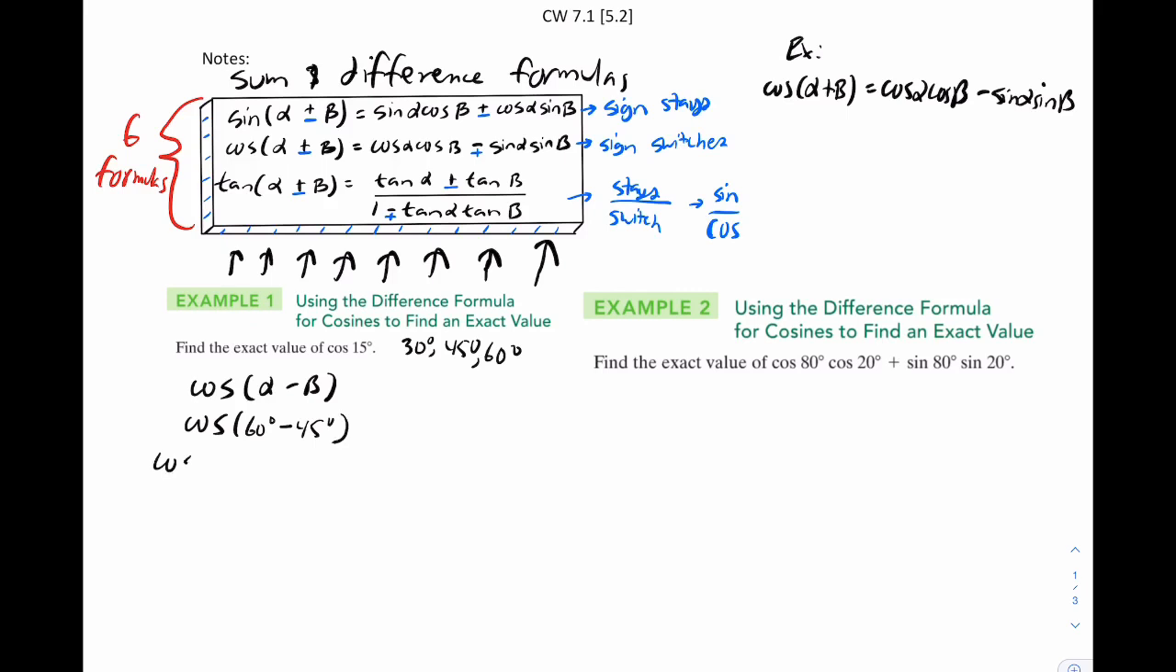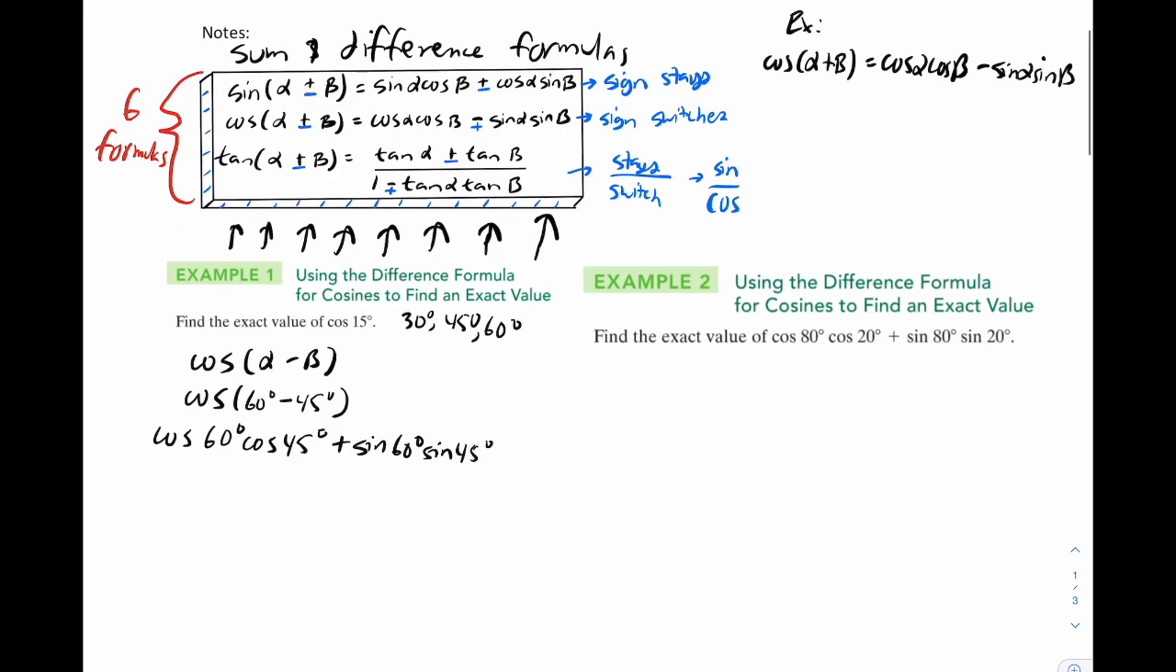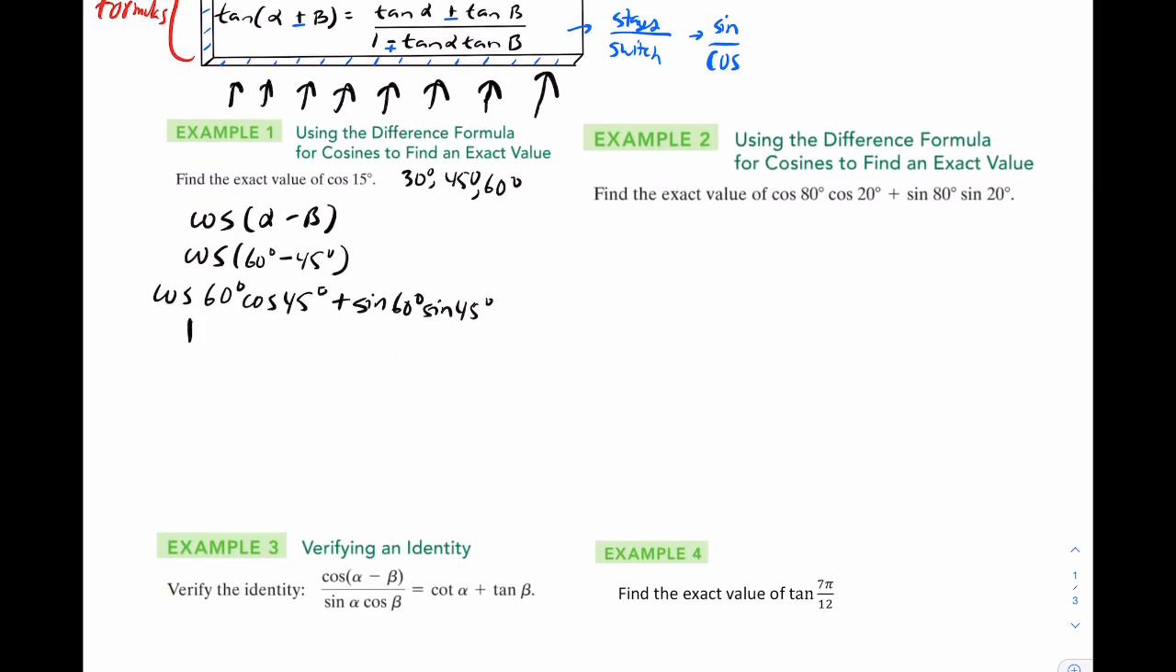Let's plug it in our formula. Cosine alpha, so cosine 60, cosine 45. The sign will switch, so plus sine 60, sine 45. And now we've figured these out. That's just 1/2 times root 2 over 2 plus root 3 over 2 times root 2 over 2. This is root 2 plus root 6, all divided by 4. And that is our answer. Done.